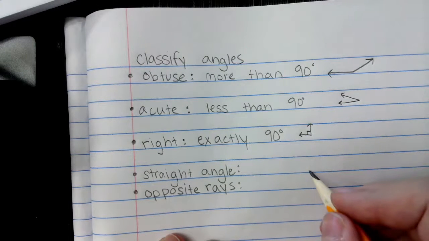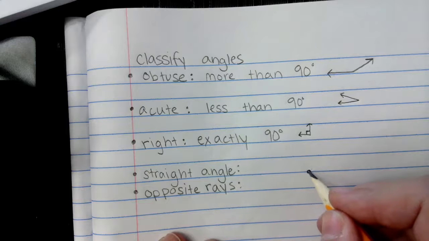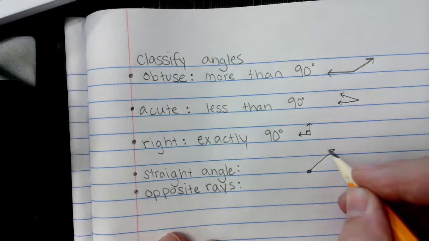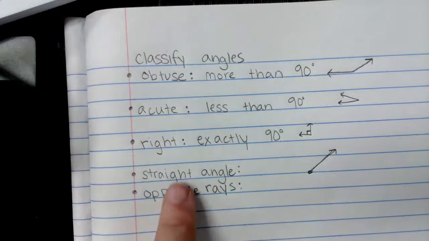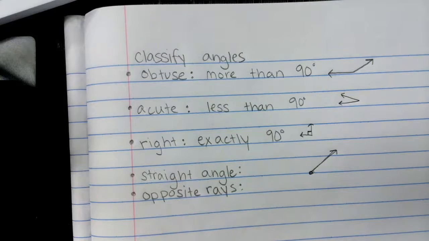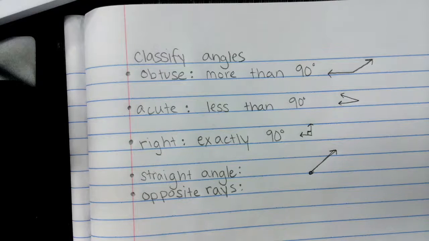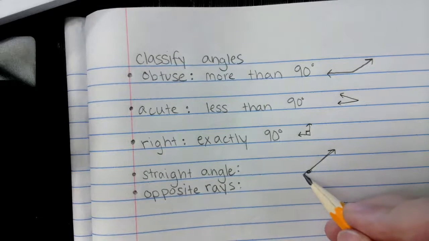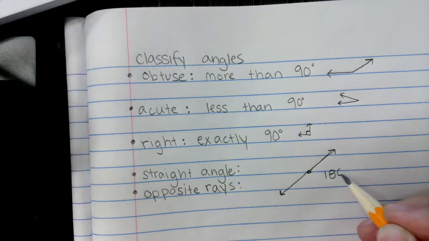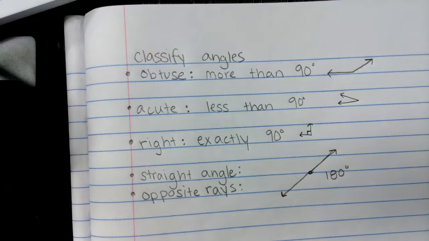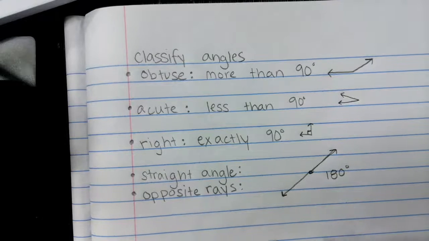For opposite rays, the reason it says that is because if I draw a ray going that way, what is the opposite of that ray? Going the other way exactly enough to make 180 degrees. That's the exact opposite, 180 degrees opposite. All right, we have one example we're going to do, and then you have the rest of the time to work.